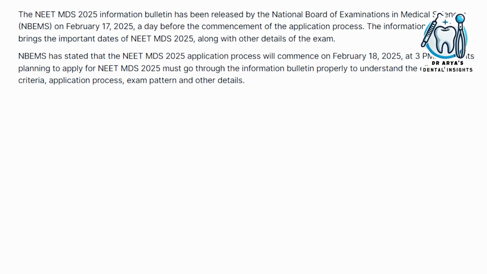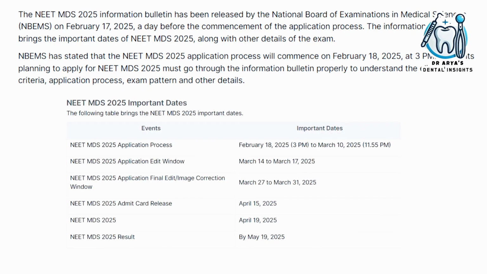And now an information bulletin has been released by the National Board of Examinations in Medical Sciences on February 17, 2025, before the commencement of the application process, and it stated that the application process will commence on February 18, 2025 at 3 p.m. So aspirants planning to apply for NEET MDS 2025 must go through the information bulletin properly to understand the eligibility criteria, application process, exam pattern, and other details.